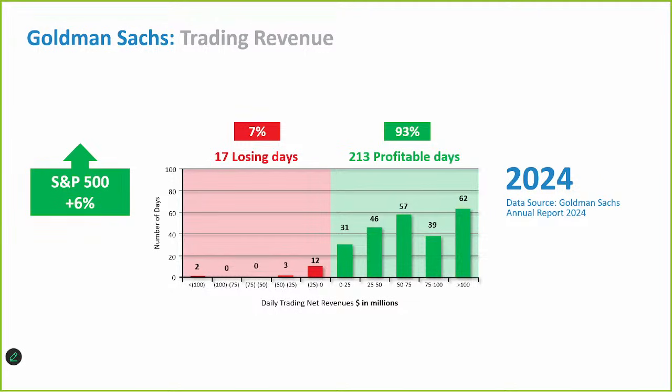Here's their 2024. In 2024, Goldman Sachs was profitable 93% of the time, and they had 62 days where they made over $100 million a day. So not only are they huge as far as market share, but they also are consistently profitable. If we are trading against them, buying when they're selling, that is not a winning strategy. Unfortunately, that is a very costly and very common mistake that a lot of traders make.